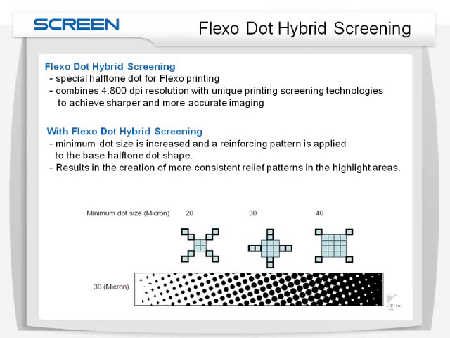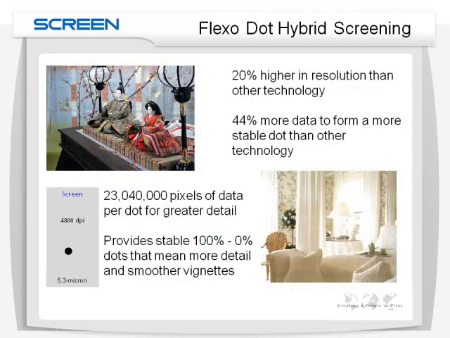Screen has the ability to image Flexo dot hybrid at 20, 30, and 40 micron settings, which are specific for different types of printing. For example, if you're trying to print a label or you're printing PET on a shrink bag, then quality is of the utmost importance. Well, then maybe 20 micron at 210 line with Flexo dot hybrid screening is going to give you the best results. Flexo dot hybrid screening is 20% higher in resolution at 4800 dpi than any other technology on the market.